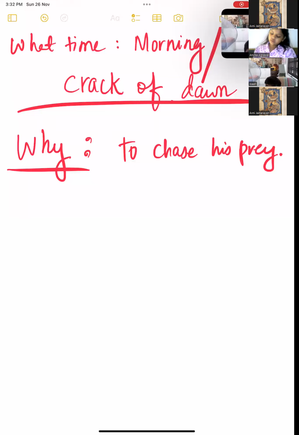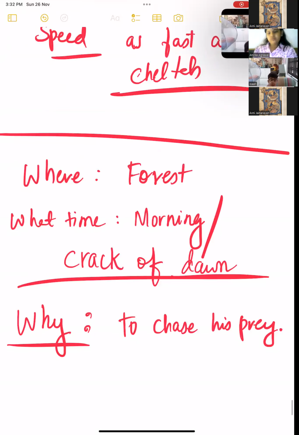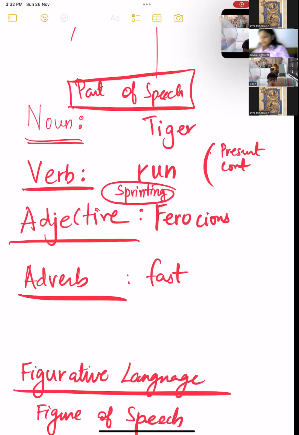Me is Kian. Kian, you have to use all the things that we have written today here, and you have to put it in a sentence. Just write the sentence using tiger, running, ferocious, fast, everything.